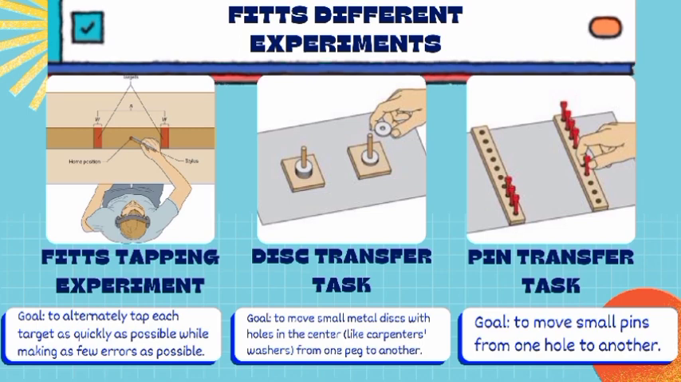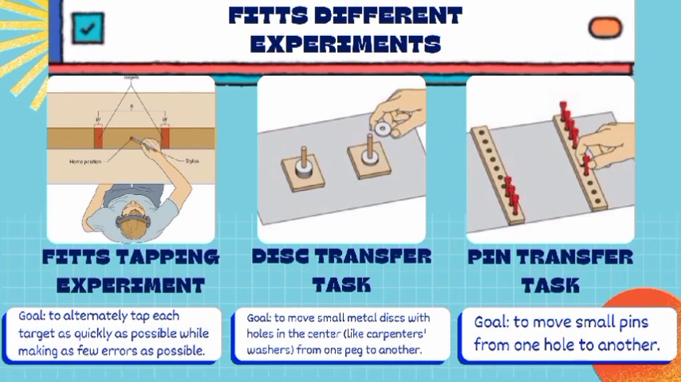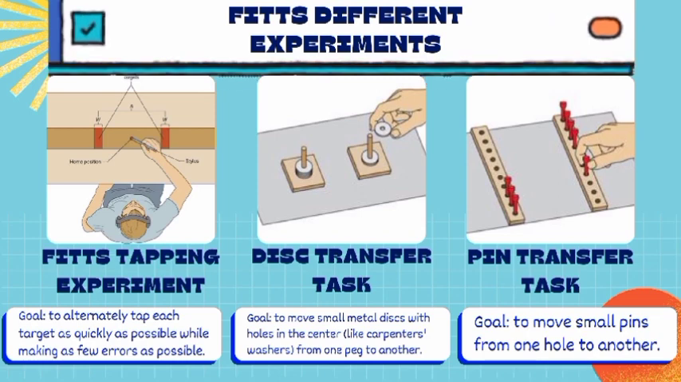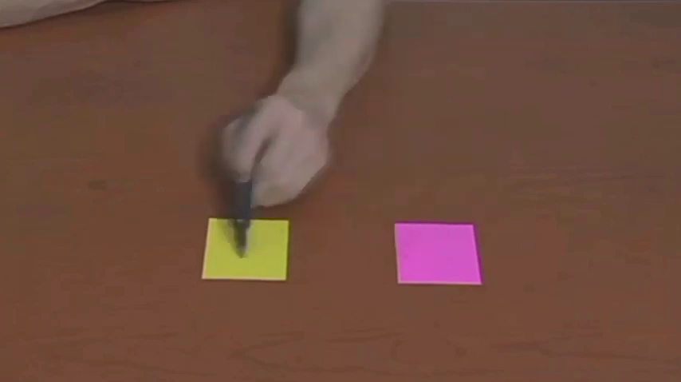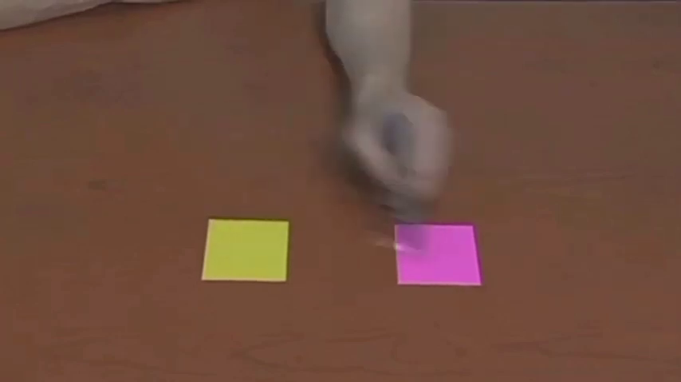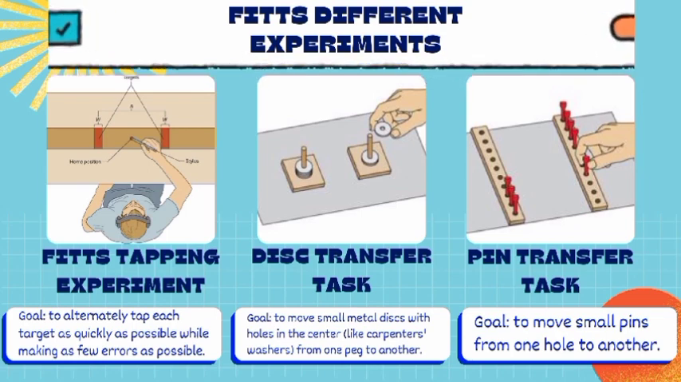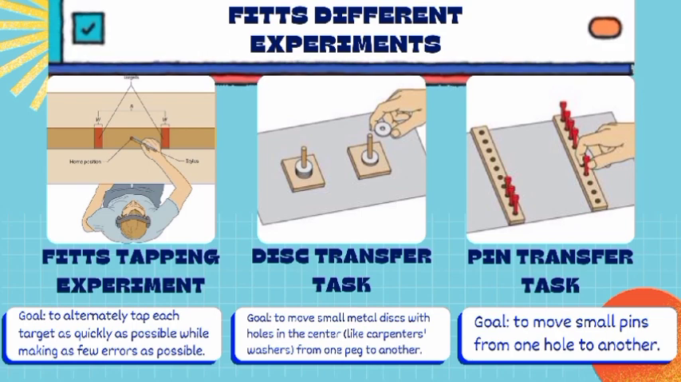Now, let's discuss Fitts' tapping task, which is Fitts' most well-known experiment. Participants were asked to make movements of a handheld stylus between two target plates, and the goal was to alternately tap each target as quickly as possible while making as few errors as possible. However, the target tapping paradigm was not the only way that Fitts studied rapid aiming.